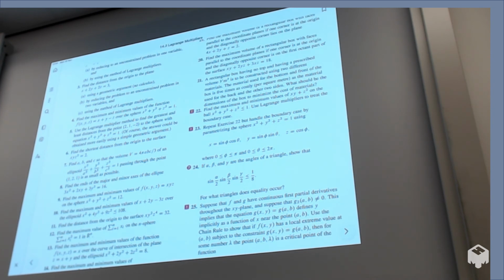This is not going to be on the midterm, right? No. Lagrange multipliers are not on the midterm.